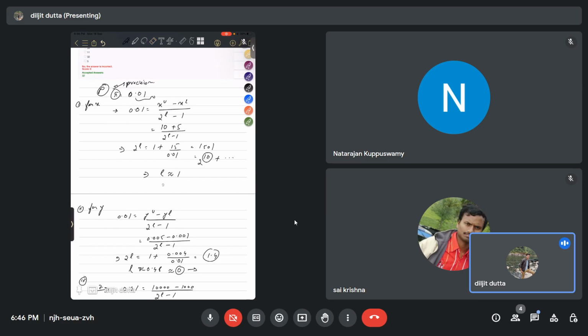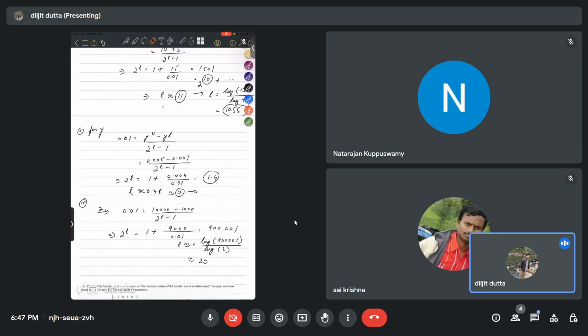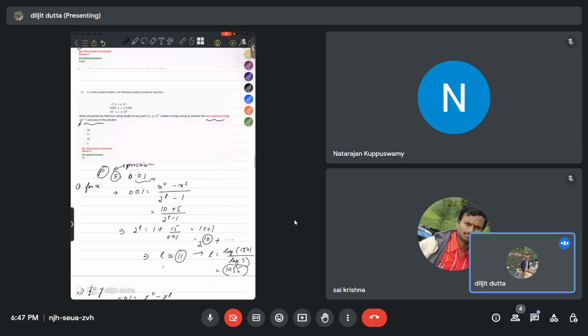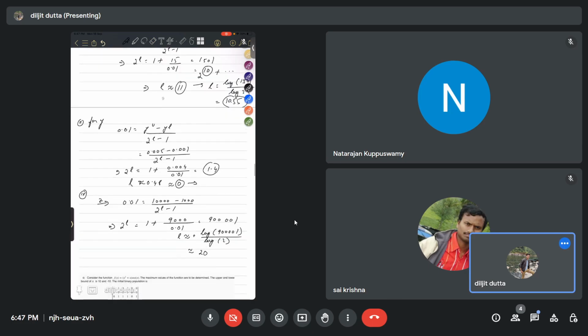Okay, sorry, this will be 11. If we again do it the same way, L is equal to log of 1 by log of 2, it will be around 10.55, so we'll take it as 11. And for this also, we shouldn't give 0 bit, because if we give 0 bit, then there is no significance of the value of 1. So the least integer we can give is 1, so we will be converting this 0.48 to 1 only here.